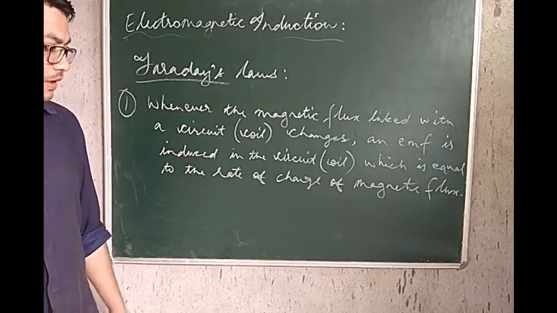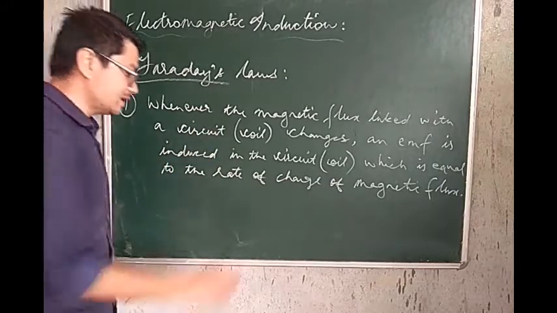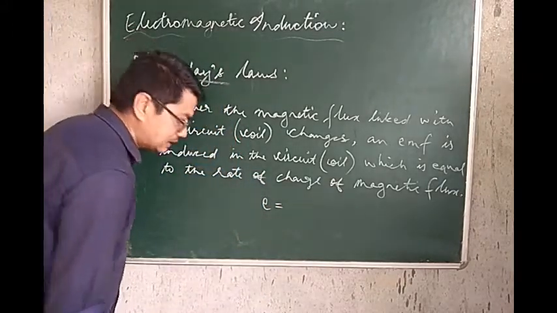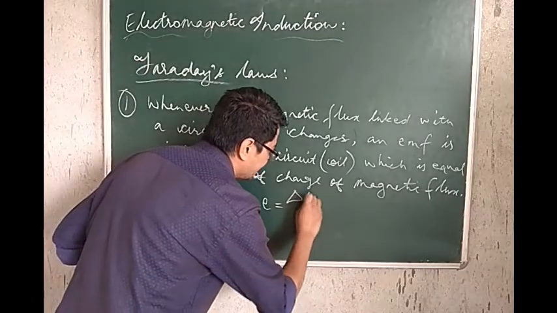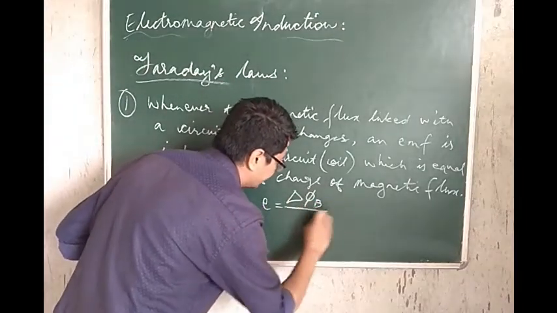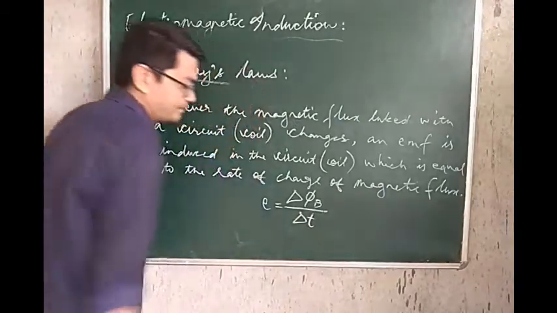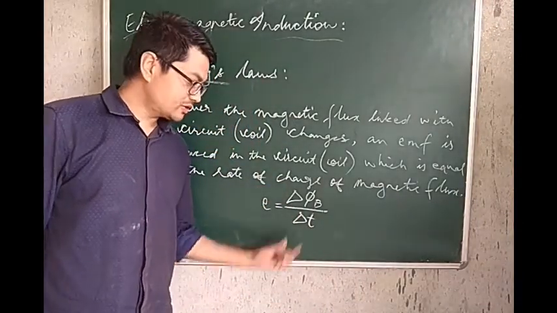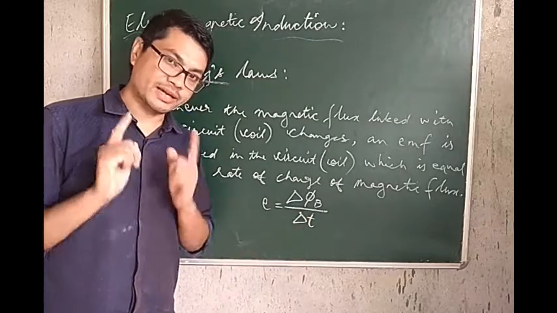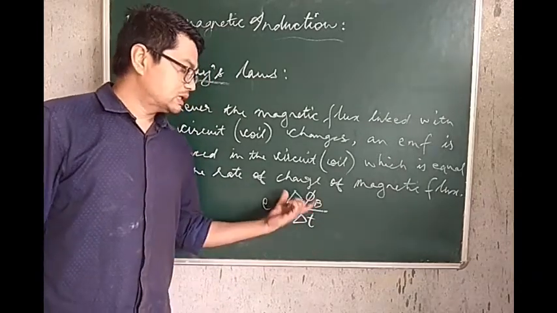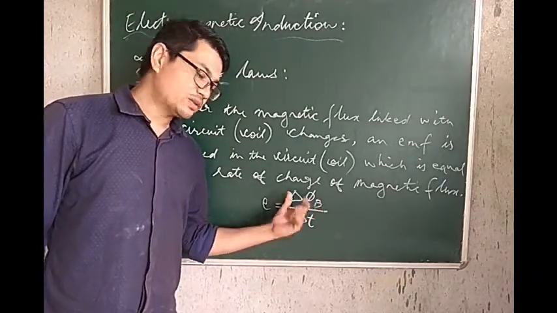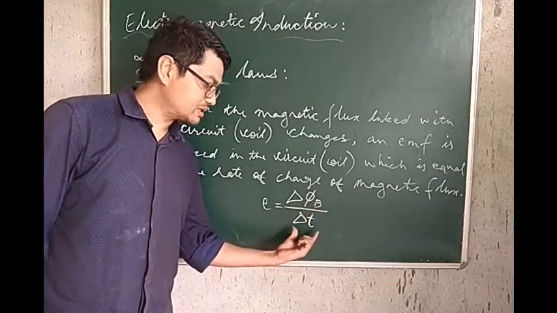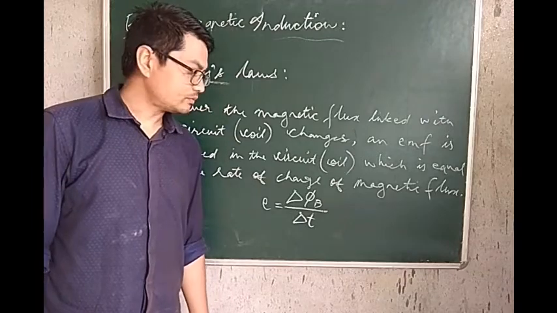So this law is telling us that if E is the EMF induced, then the EMF induced is equal to delta phi B divided by delta T. Now what is this delta phi B? Delta represents a change and phi B is magnetic flux. So delta phi B is the change in the magnetic flux, and this change takes place in time delta T.